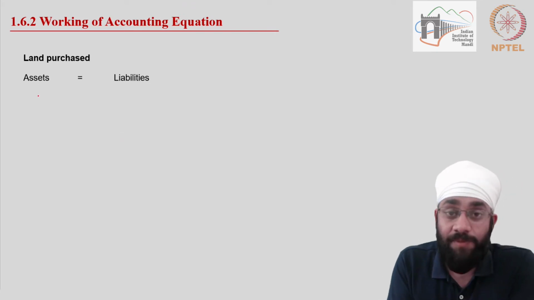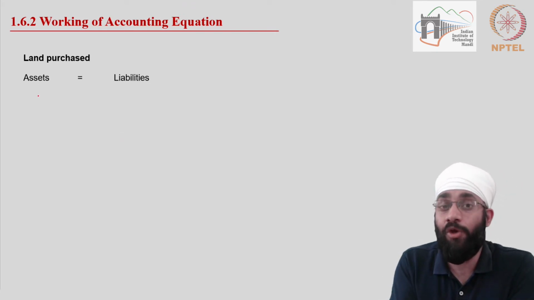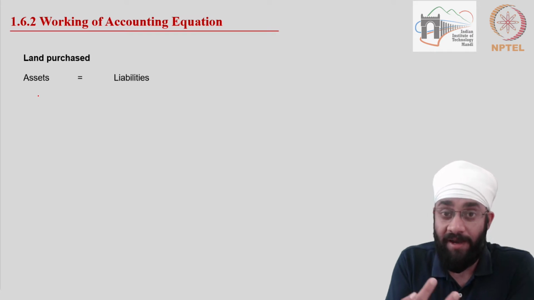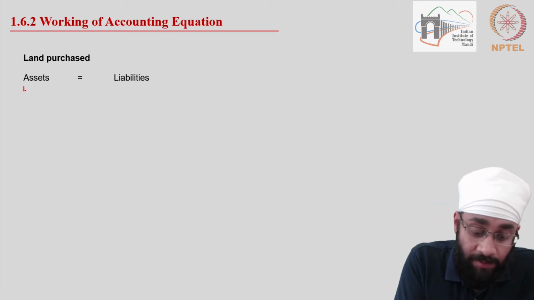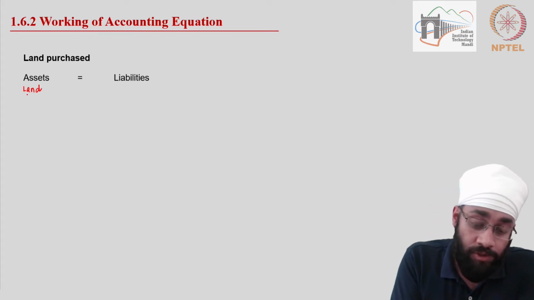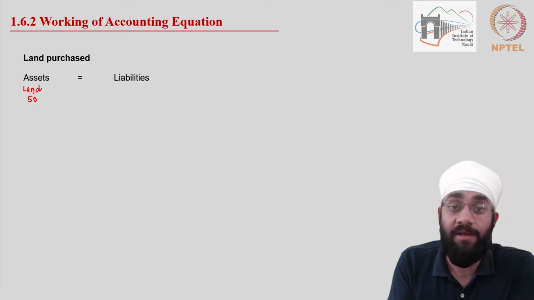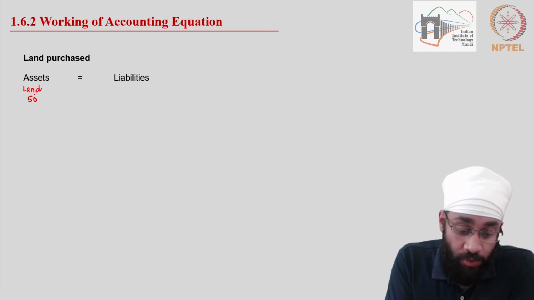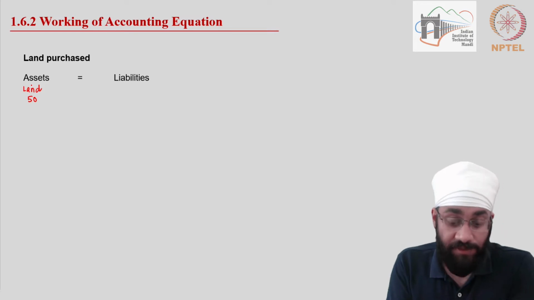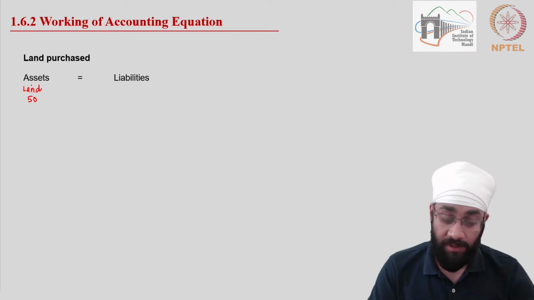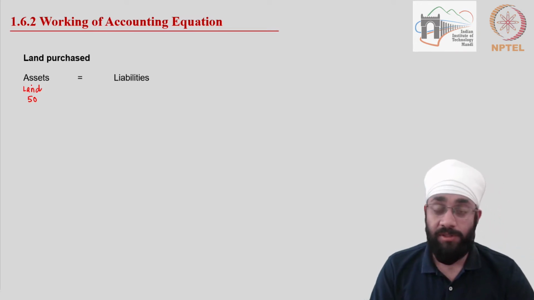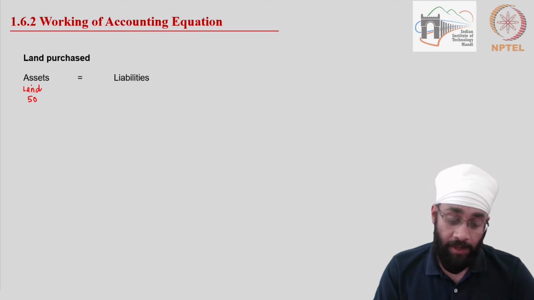So when land is purchased, the company owns new land. Land has a value. So there will be a new asset which is going to be called land. So if 50 is going to be spent on land, then the value of the land is 50. So the value of the asset is 50, and suddenly the equation is unequal. You have 50 on the one side and nothing on the other side.